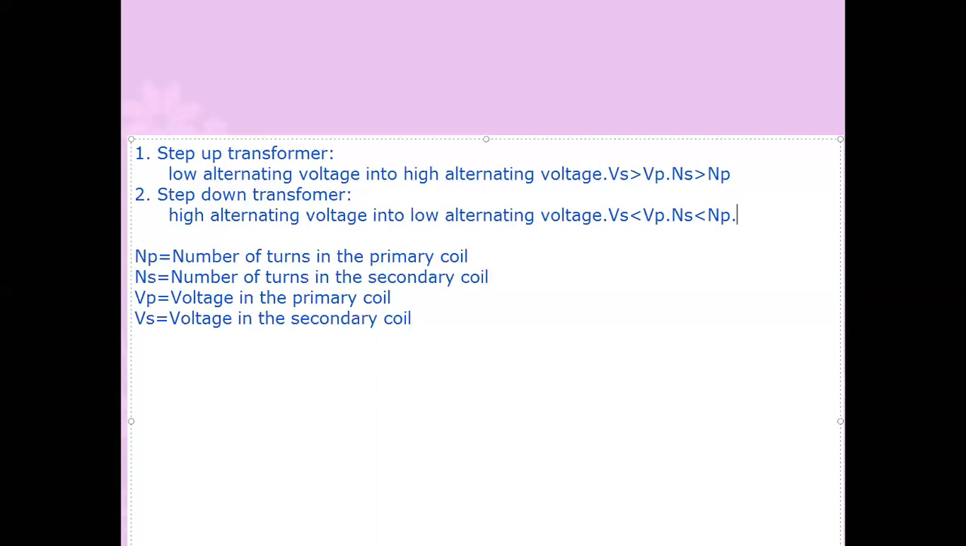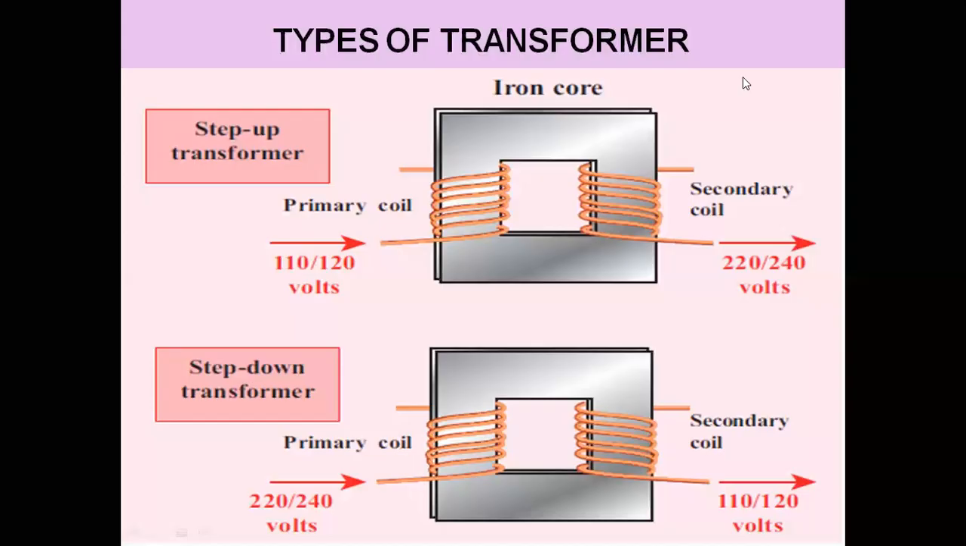So the transformer contains a formula. For example, 110 volts is flowing through the primary coil. So it is converted into 220 volts in the secondary coil. So this is the step up transformer. Suppose 220 volts flows through the primary coil. So it is converted into 110 volts. So this is the step down transformer.